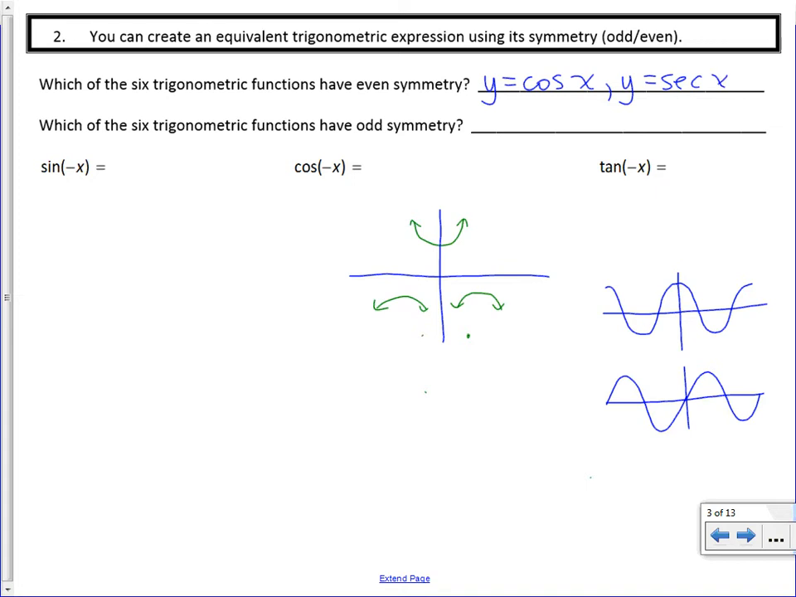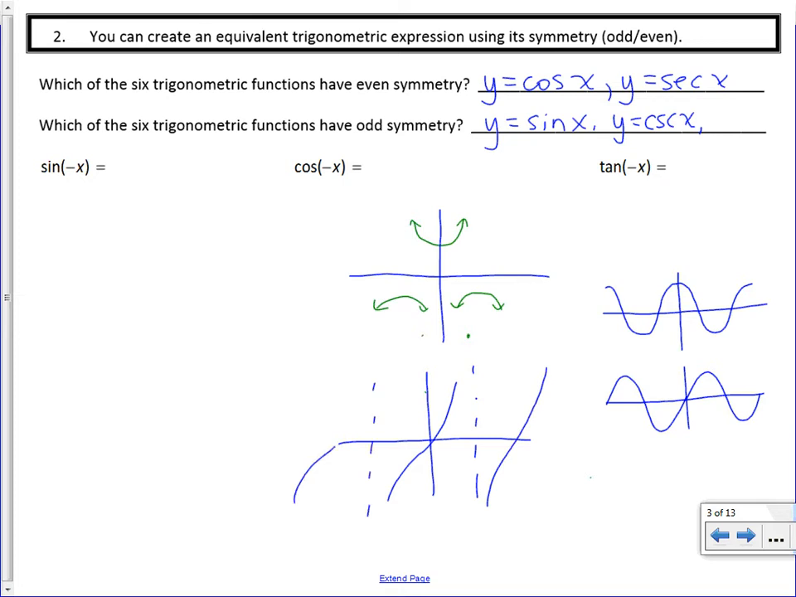So we know sine x is odd symmetry, and therefore y equals cosecant x will also have odd symmetry. What do you think about tan? No symmetry?